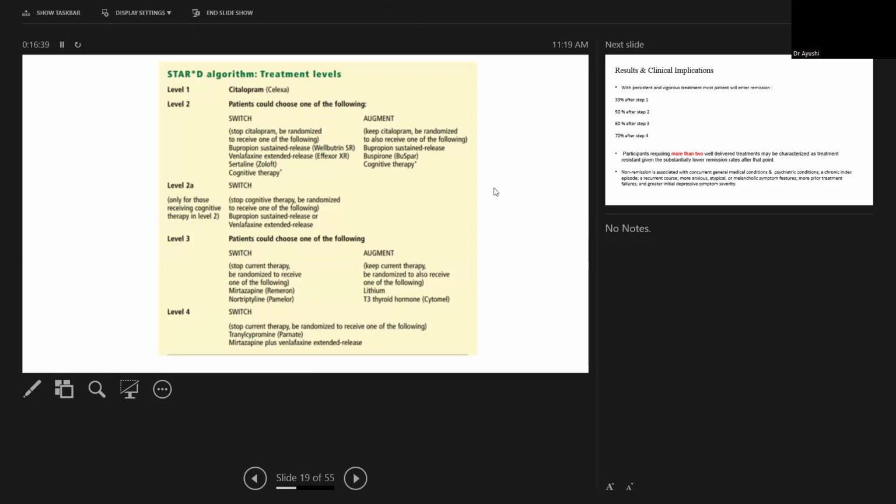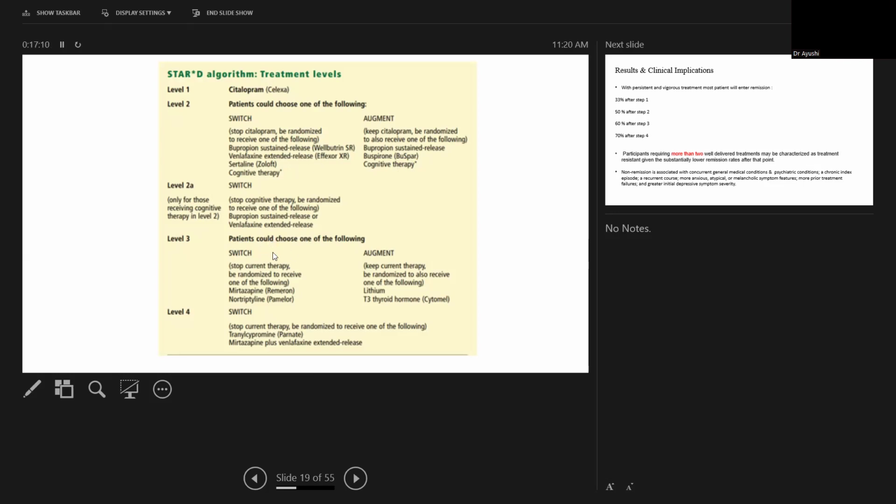If they did not respond, then at level 2, the patients were given a choice if they wanted to switch the drug, that is to stop the earlier drug and to start either bupropion sustained release, venlafaxine extended release, sertraline, or cognitive therapy, or to augment, that is to keep the previous drug and to add on bupropion sustained release, buspirone, or cognitive therapy. Then if the patients did not respond to this, they were taken for level 3.